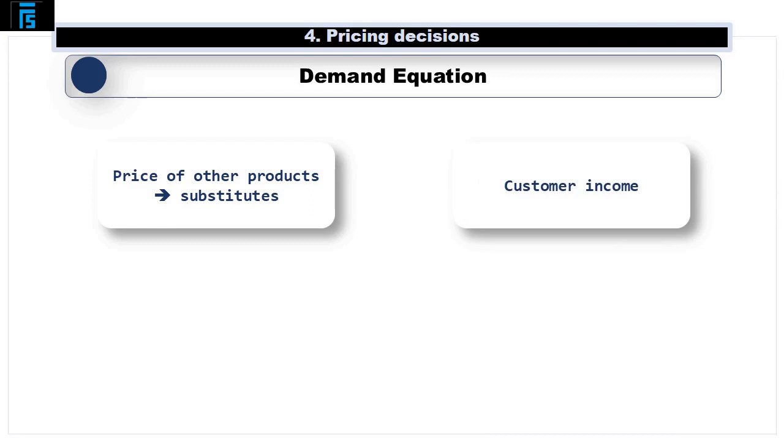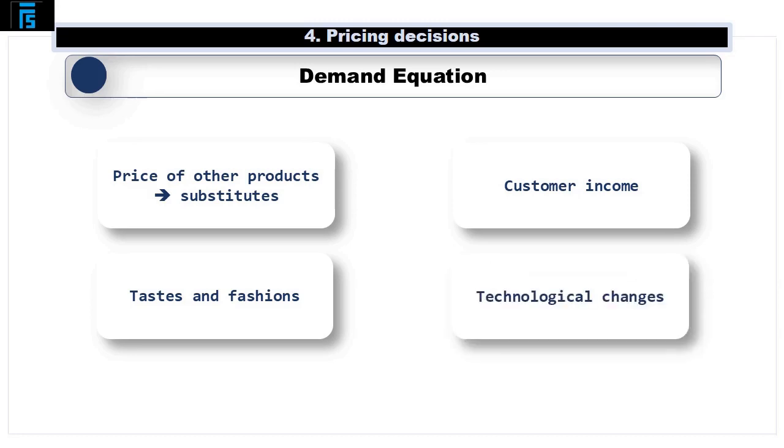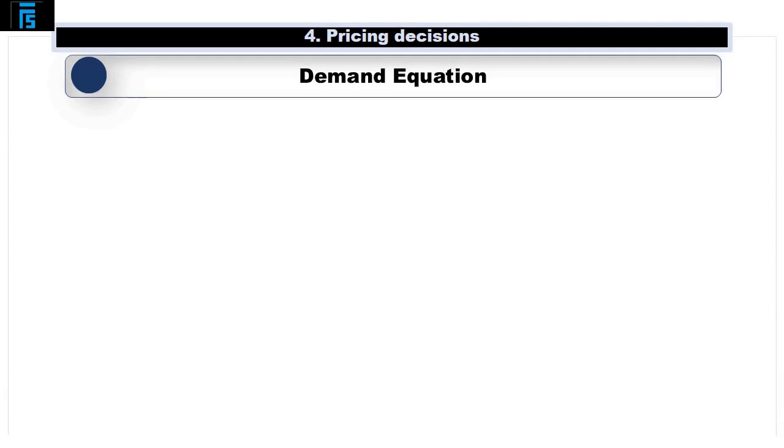As already discussed, customer income will have a direct impact on the demand for certain product types. Tastes and fashions change, and therefore demand for products will also change as fashions move on. As technological changes are seen, some products will become obsolete, and as a result there will be a drop in demand for an item that may have seen steady demand in the past.